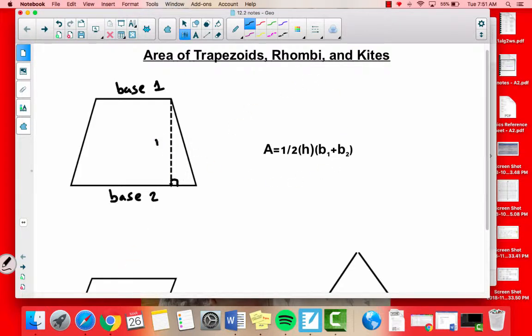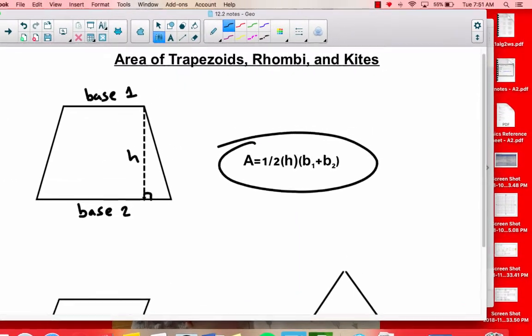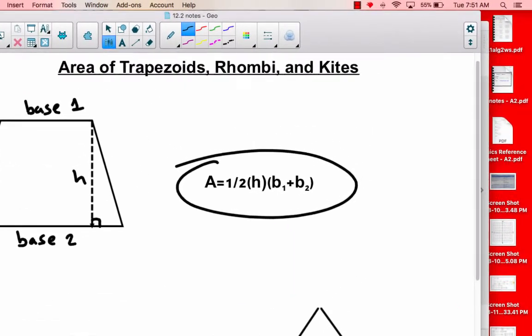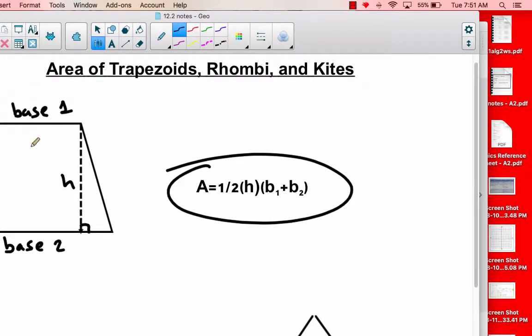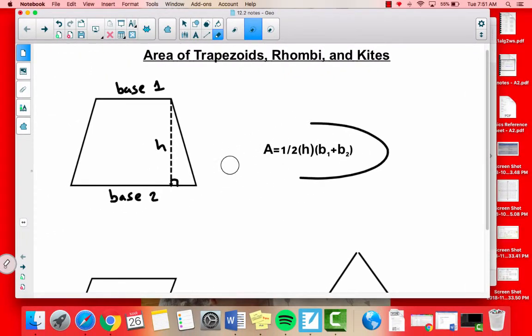And then our formula here is that the area is 1/2 the height times base 1 plus base 2. So you're going to add the bases, multiply it by the height, and then divide it by 2. It almost looks like the area of a triangle, except you've got two bases instead of one, so maybe that's an easy way to remember it.